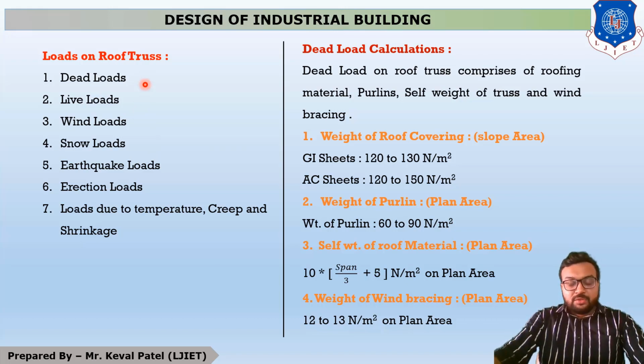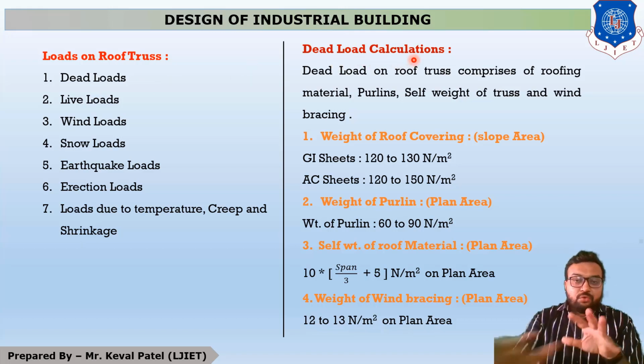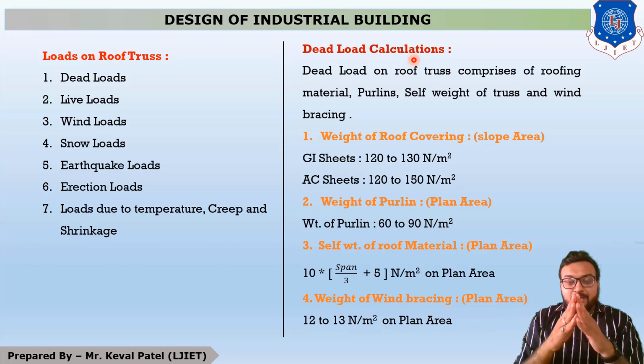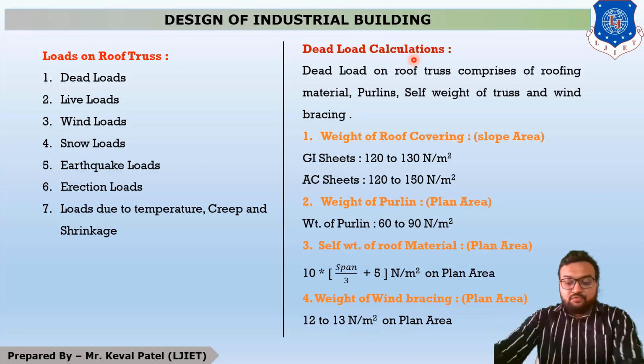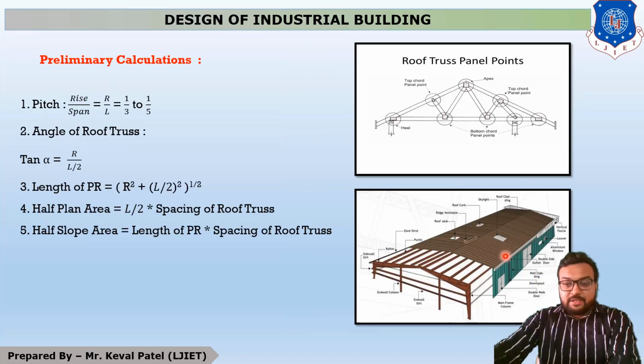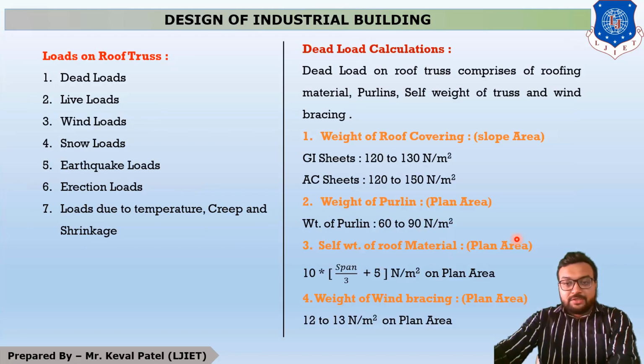Okay, so students, as per IS 875 part 1, there are four main loads which have to be calculated in dead load calculation. So you all know that in dead load, the first load is roofing material. Okay, so you can see what the dead load calculation is.